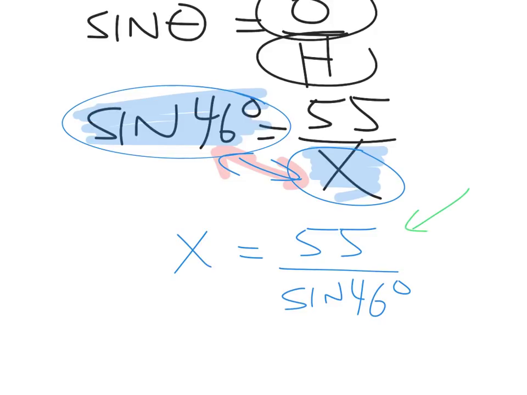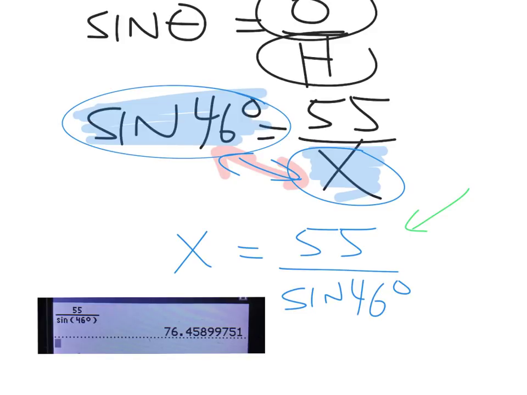So I'm going to type this in on my calculator, 55 over the sine of 46. I'm finding a side of the triangle, so I'm going to round to the nearest tenth. So that 5 is going to kick the 4 up to 5. So I get 76.5.